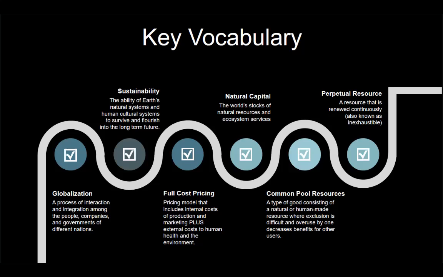All right, number five, common pool resources. A type of good consisting of natural or human-made resources where exclusion is difficult and overuse by one decreases the benefit for other users. And then lastly, perpetual resource. A resource that is renewed continuously, also known as inexhaustible.